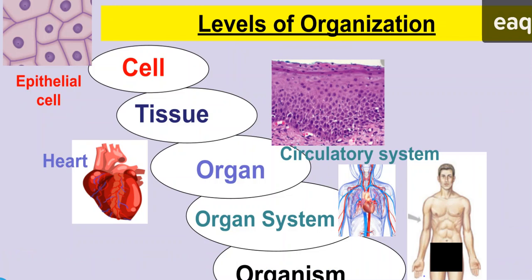Now, while cells are very small, they can stack together and build into larger and larger structures, such as organs like the heart or the lungs, organ systems like respiratory systems or digestive systems, and even as large as an organism. You are an organism composed of cells.